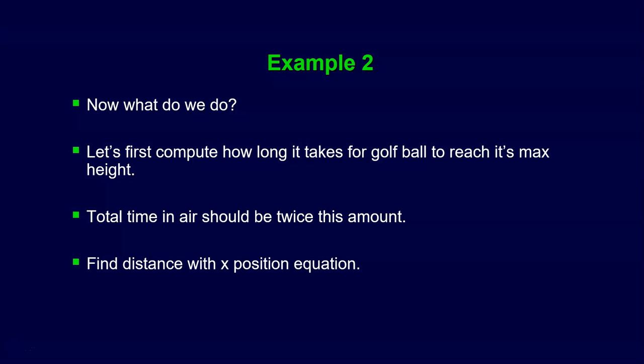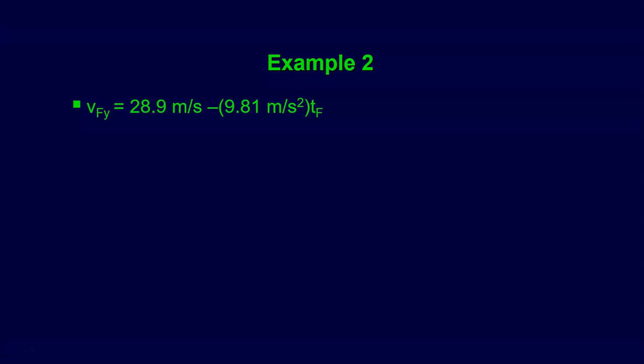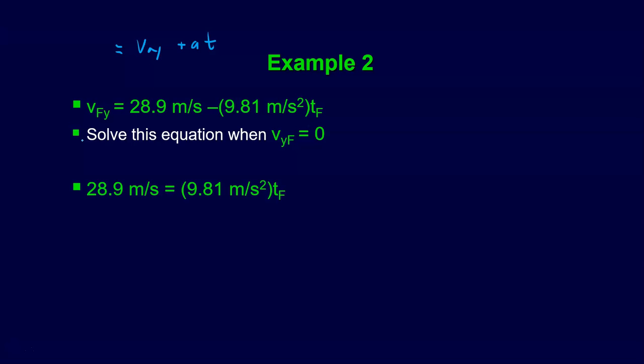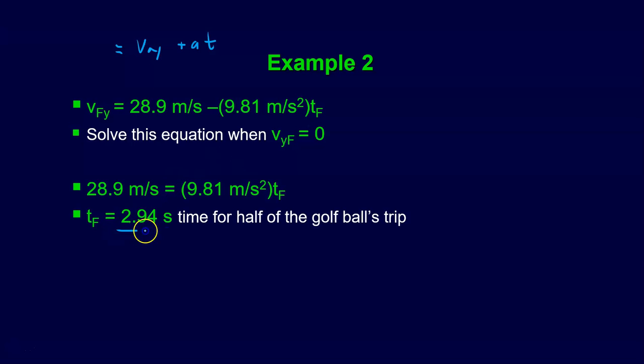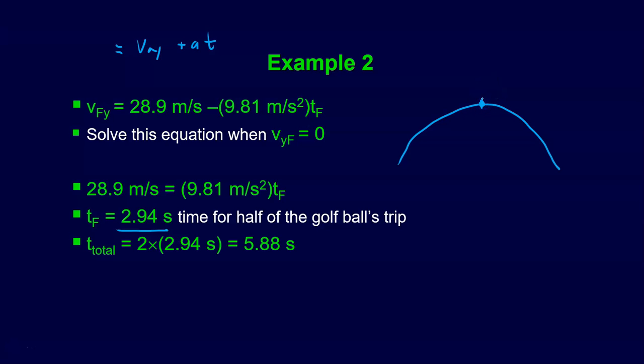And we find the distance with our x position equation. So here's my y velocity equation. The structure of this equation is v0y plus acceleration times time. What I want to do is find this for when v final is equal to 0. I go through and do this, and I get for my time 2.94. From our picture, that time is right here. This is when the velocity in the y direction is 0. It's this halfway point. To get the total time in the air, we simply multiply by 2, and we get 5.88 seconds.